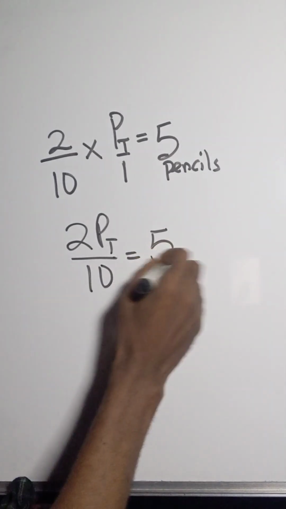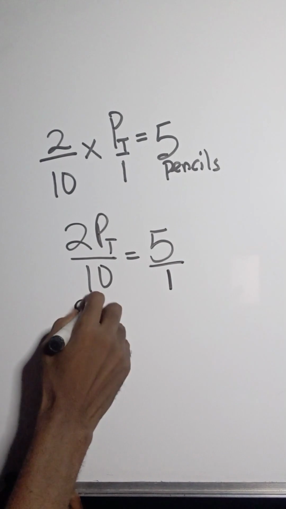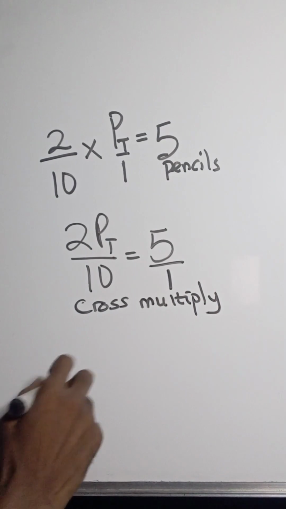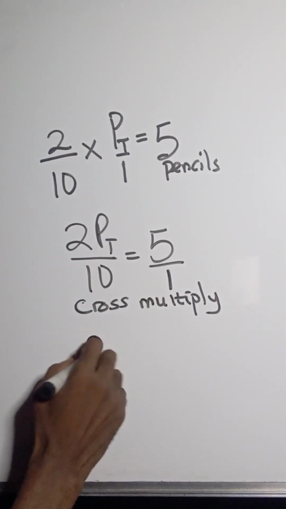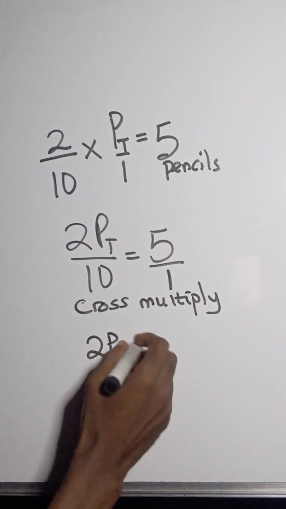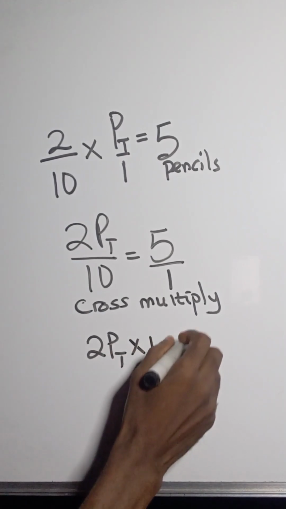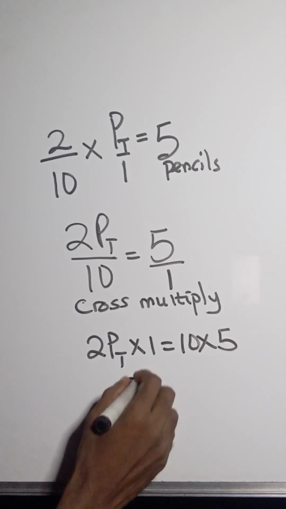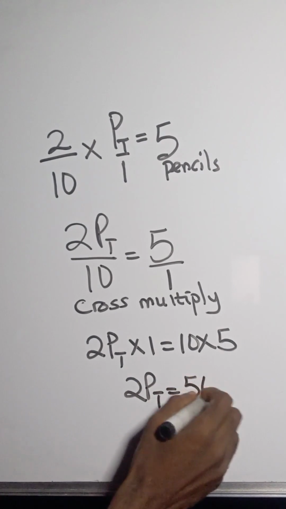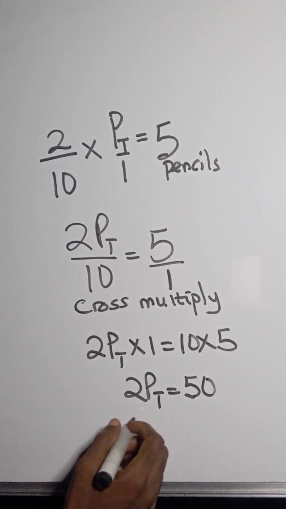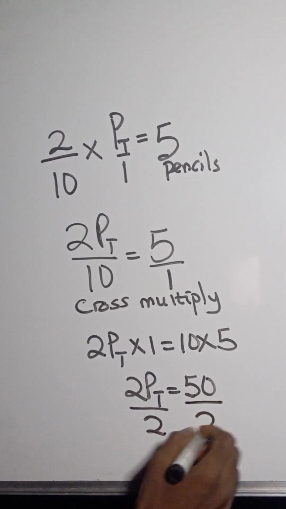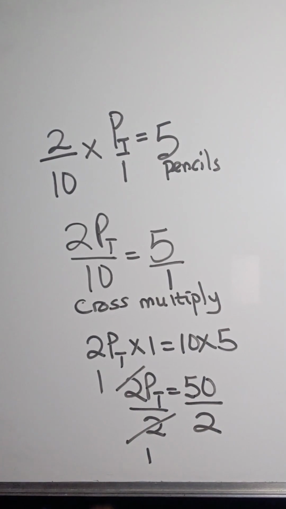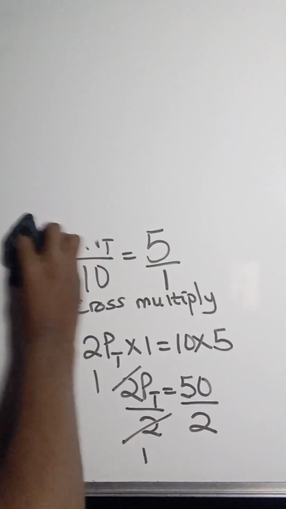Of course, we can simply cross multiply. So if we cross multiply, 1 times this is 2PT times 1, which is equal to 10 times 5. So this will give us 2PT equals 50. Now, how do we find the total pencils? Divide both sides by 2. So 2 cancels 2, and we are left with PT, which is the total pencils.